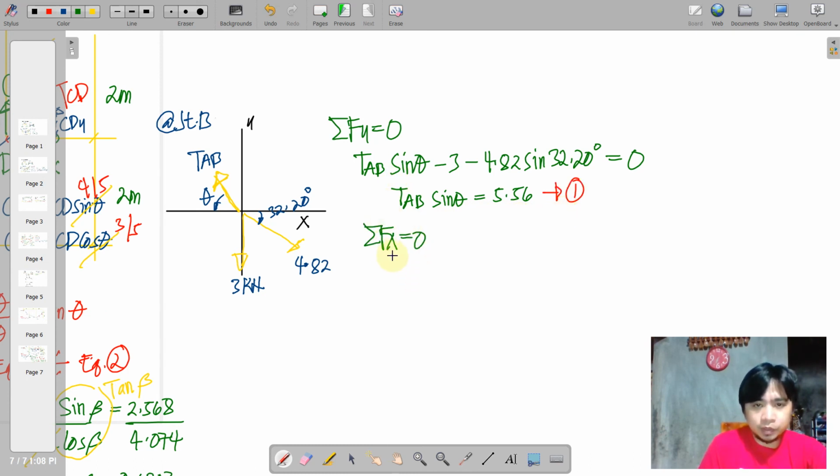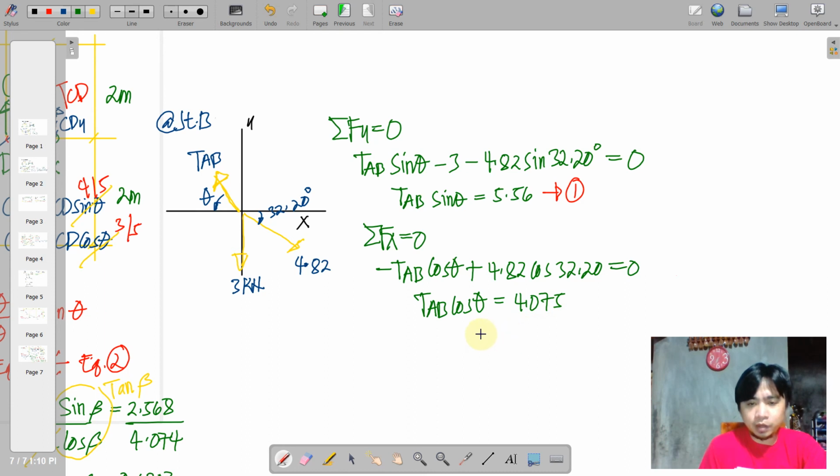And then we also perform this. So your TAB here is leftwards and adjacent to your reference angle. So we add the rightwards 4.82 times cosine 32.2, and those will be equal to 0. Let this be our second equation. Okay, I think we must rearrange it first. So we will be having TAB cosine theta is equal to 4.075, and let that be our second equation.